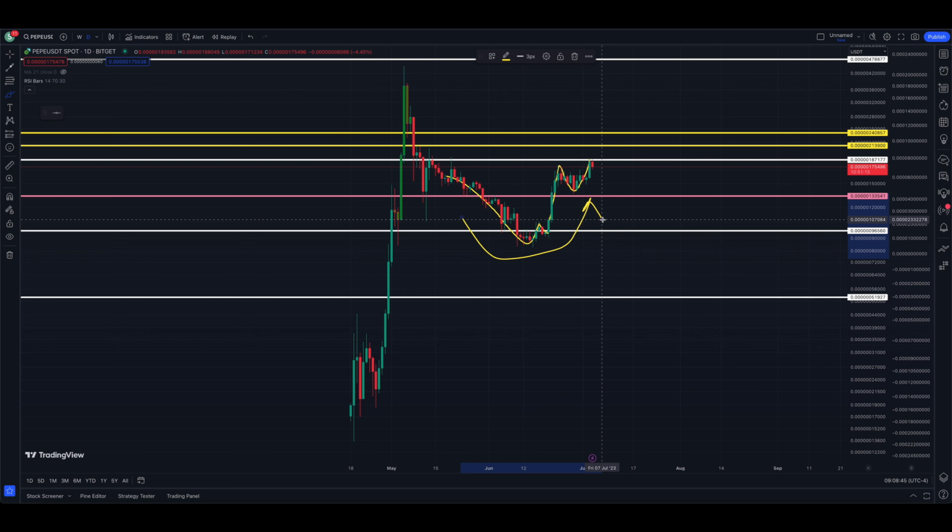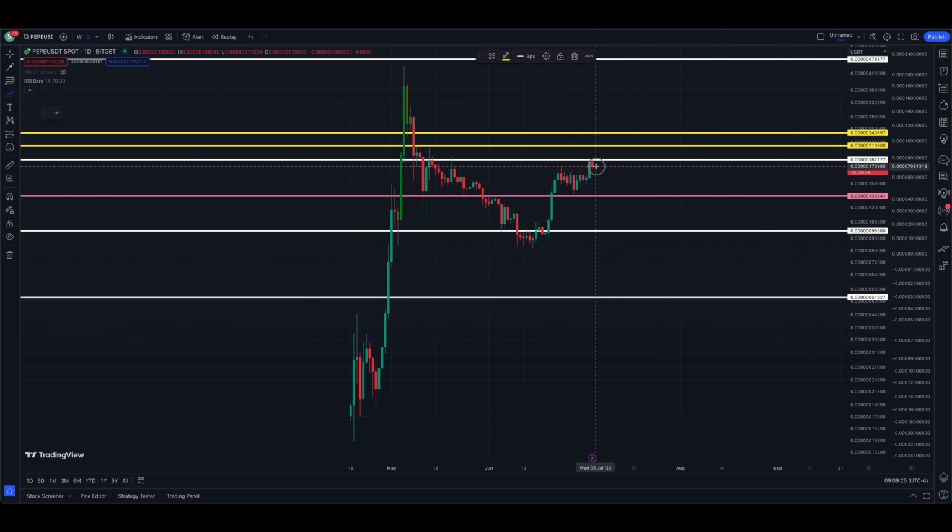What does that mean? It is higher lows and higher highs. Higher lows, higher highs, higher lows, higher highs. You can think of it as stair stepping to the upside. Until that is no longer the case, Pepe will remain in the hands of the bulls.